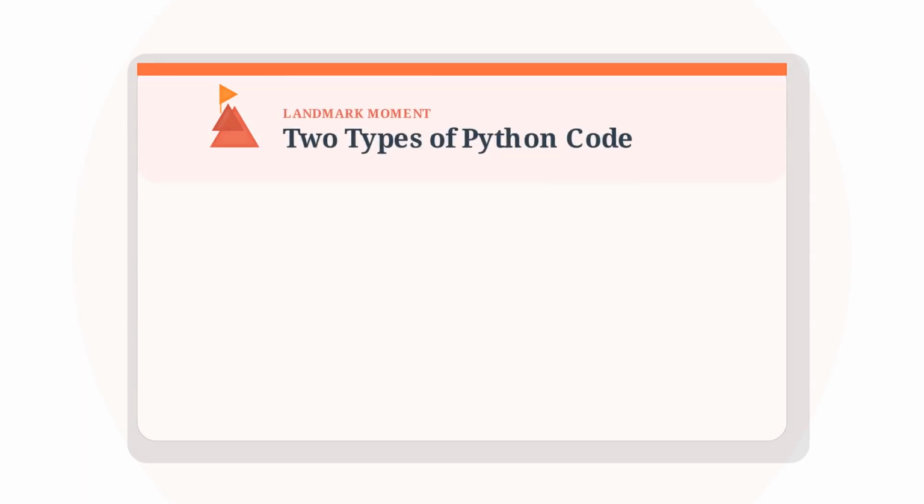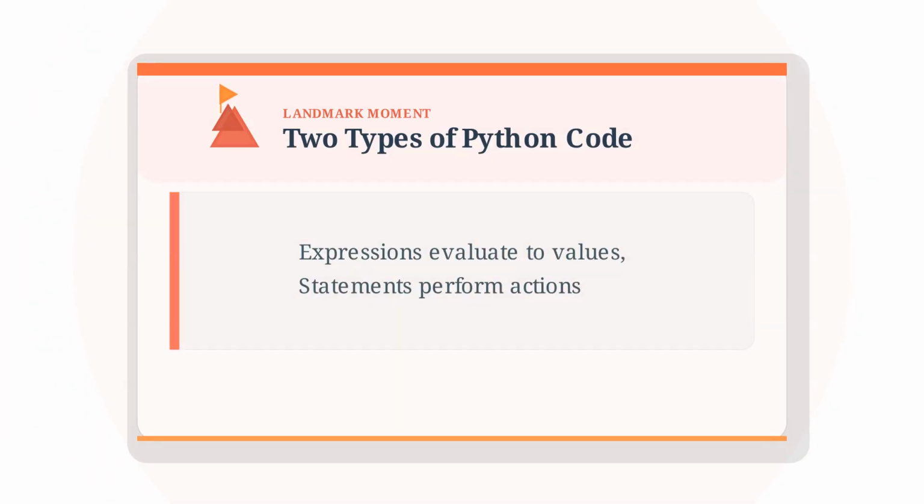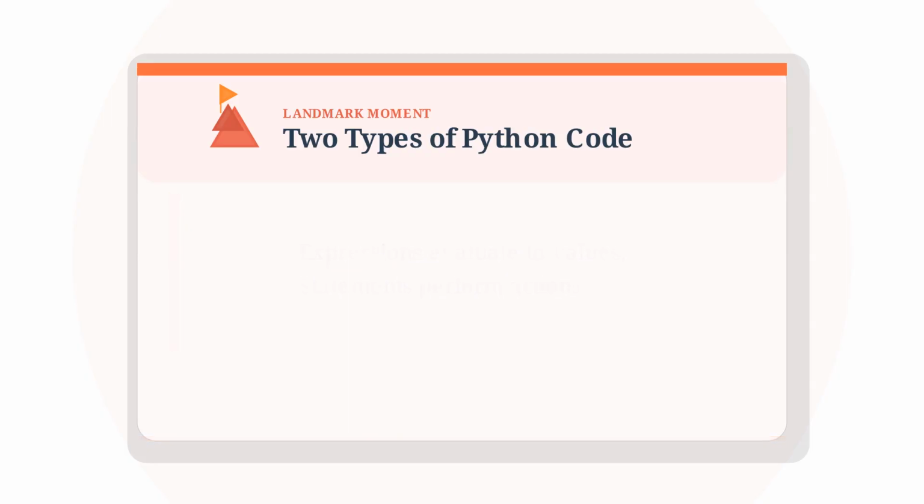This is huge. Python code comes in two forms. Expressions evaluate to values like 5 plus 3 equals 8. Statements perform actions like storing a value in a variable. Understanding this difference will make you a much better programmer.